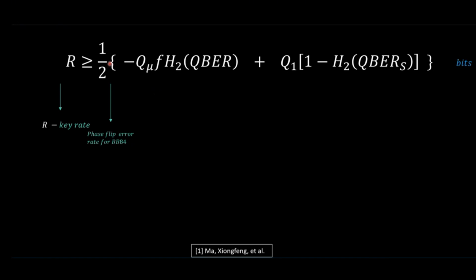So we have this factor 1.5 that tells us the phase flip error rate. So for BB84, we know that half of the times we would measure in the correct basis, half of the times we would measure in the incorrect basis.